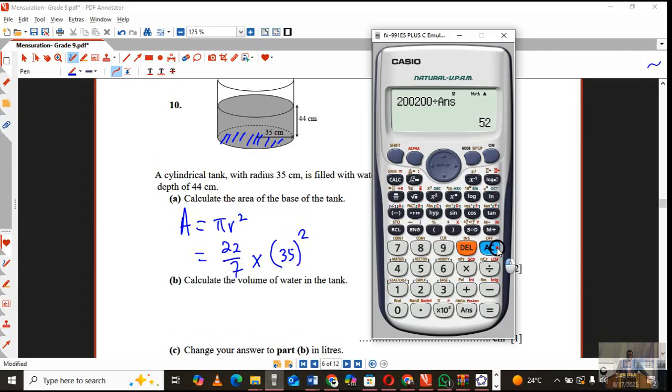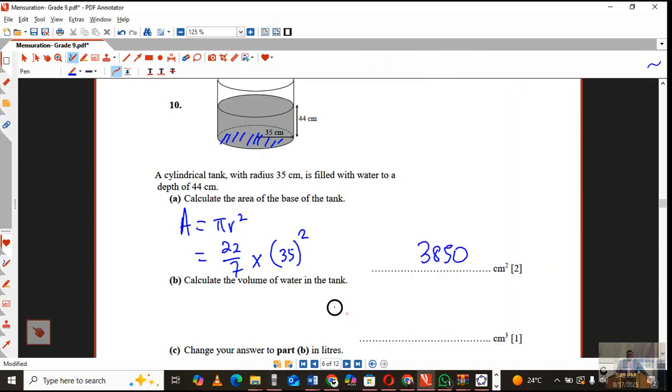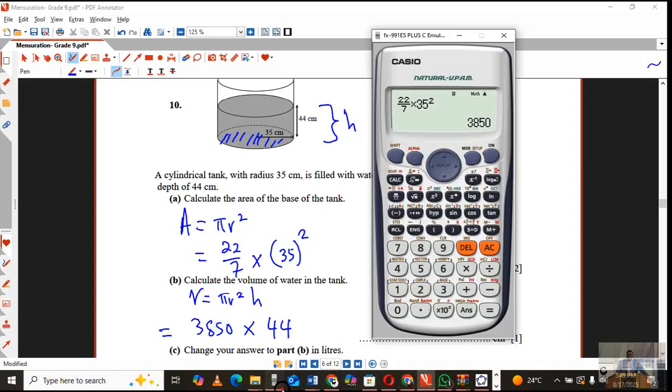You can just grab your calculator again. You can say 22 upon 7, multiply that by 35 squared, which gives us that. Now the volume, we need to calculate the volume of water in the tank. So the formula is V equals pi r squared, which we have, times the height. So the area that we got in part A, 3,850, times the height, because we are calculating the volume. So we're just going to multiply our answer by 44.